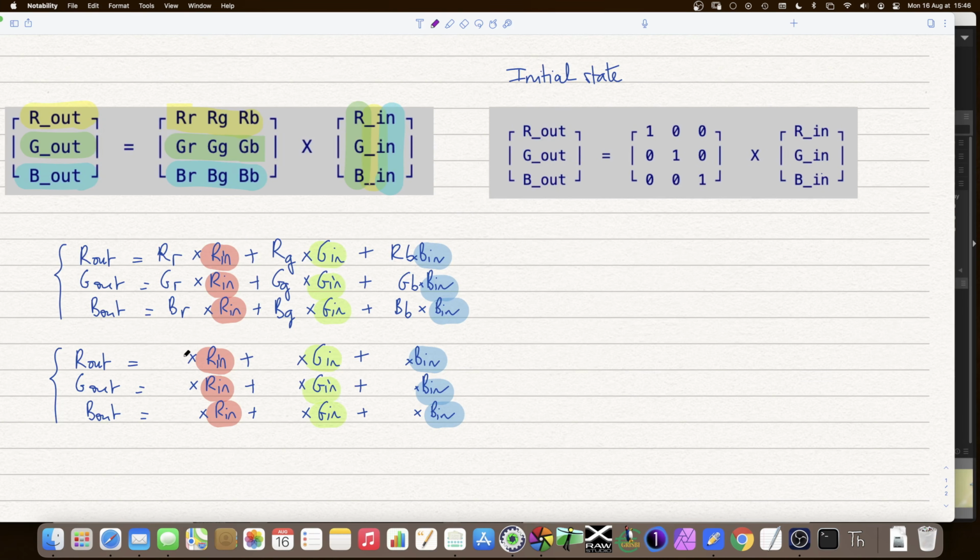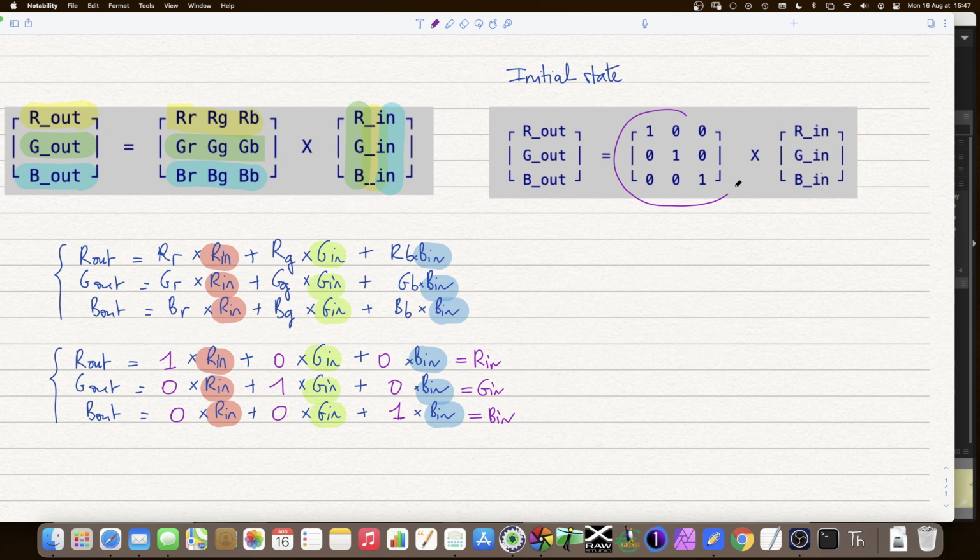If you want red in to be equal to red out, well, we could have 1 times red in is red out, and then 0, 0. And if you calculate that, that is red in. If I put 0, 1, 0, then 0 times this is 0, 1 times green in is green in, and 0 times blue in is 0, so what do I have? Green in. And if I put 0, 0, 1, then I have nothing, nothing, and 1 times blue in is blue in. So red out is red in, green out is green in, blue out is blue in, and that is the channel mixer doing nothing.